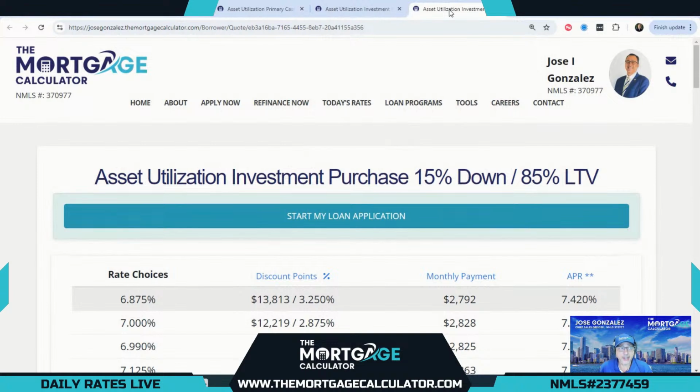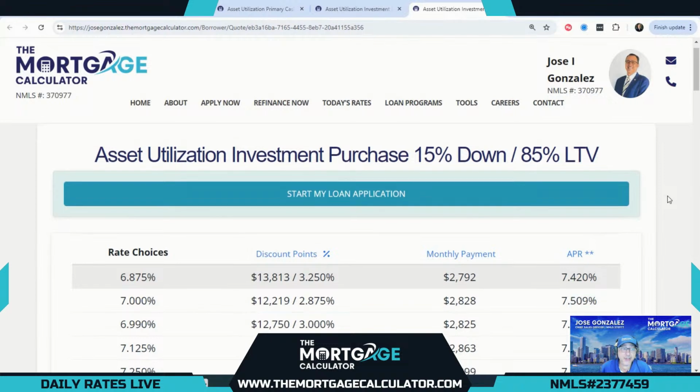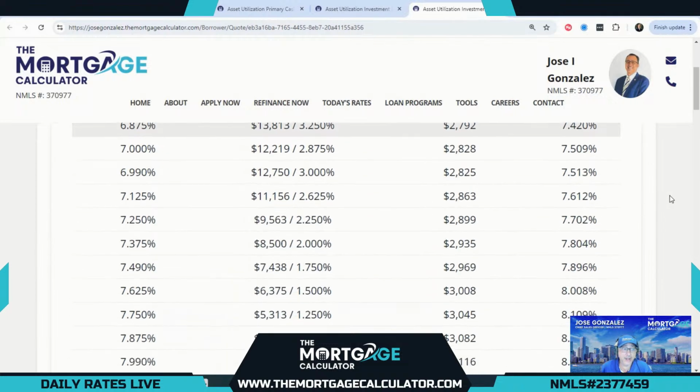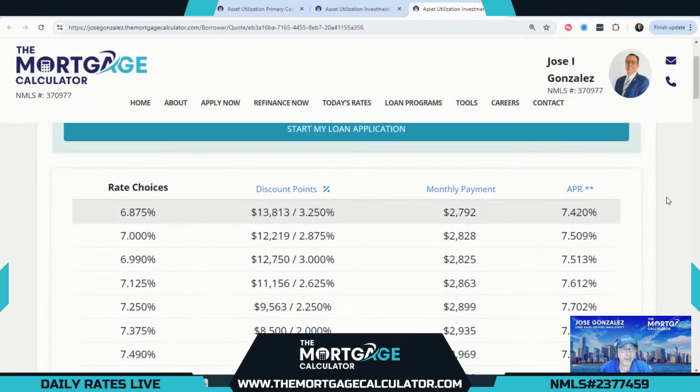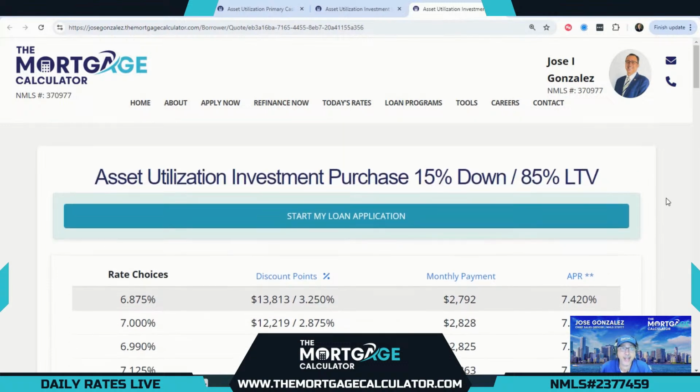Now, our asset utilization investment purchase with only 15% down, and look at those rates, right? 7.99 is the lowest cost option, 3/4 of a point. You can buy that down all the way to 6.875 at a cost of 3.25 points for our investment asset utilization, 85% LTV.